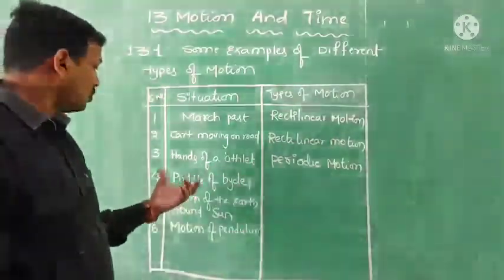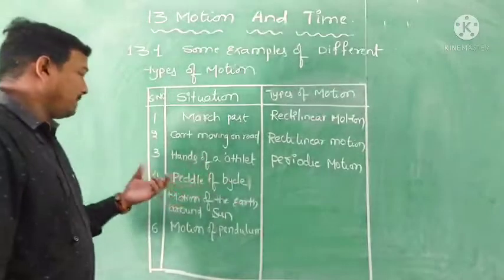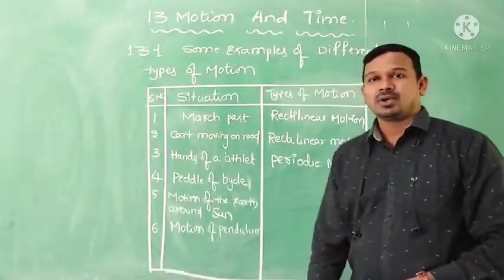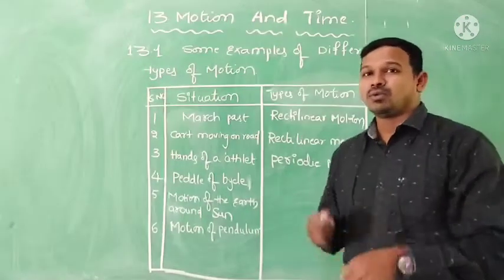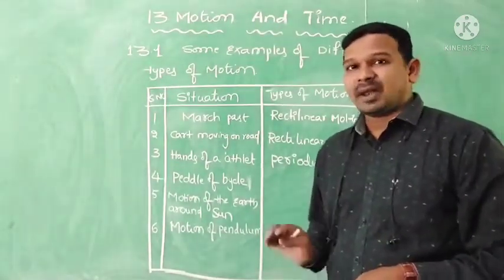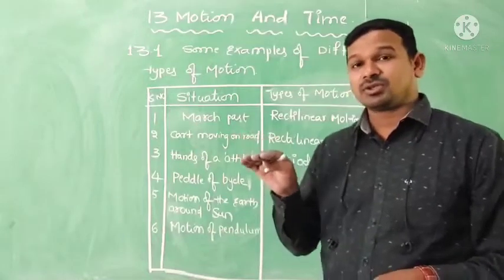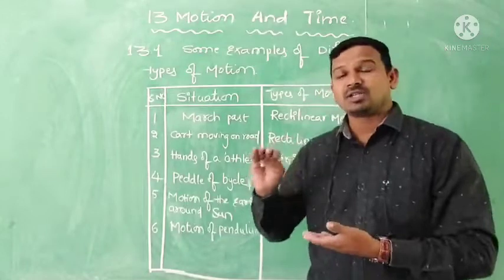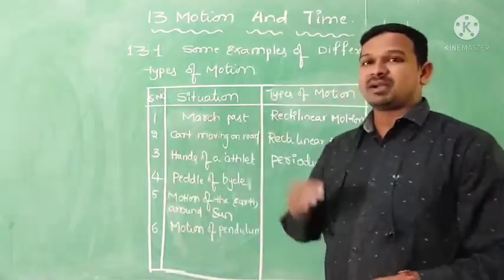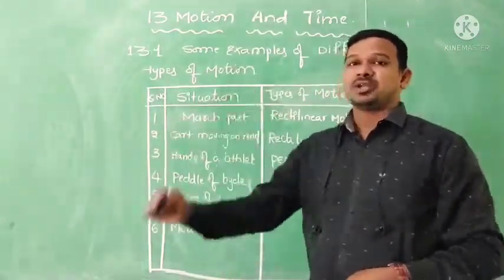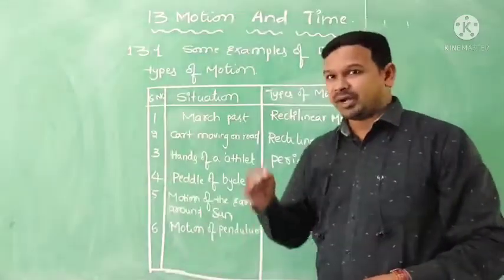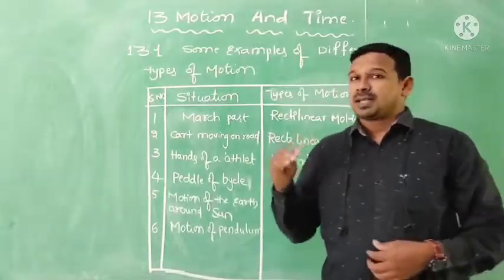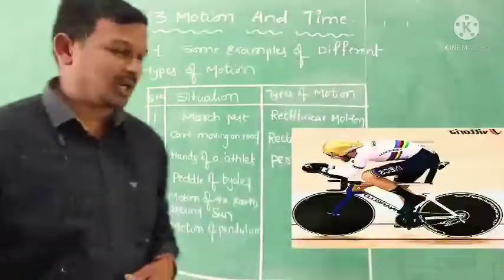Now coming to the fourth example, pedals of a bicycle. You know that when you are cycling, you need to move the pedals. The pedals move in a circular direction. At the same time, if you are going with constant speed, the pedals cover the circular path in equal intervals of time. So this type of motion we can call a circular motion as well as a periodic motion.